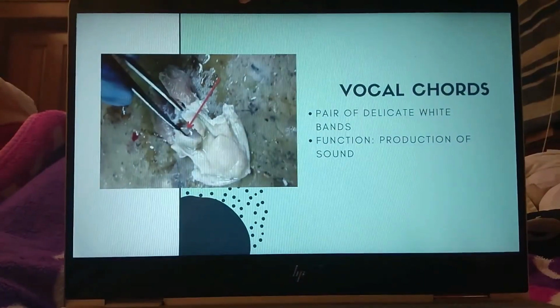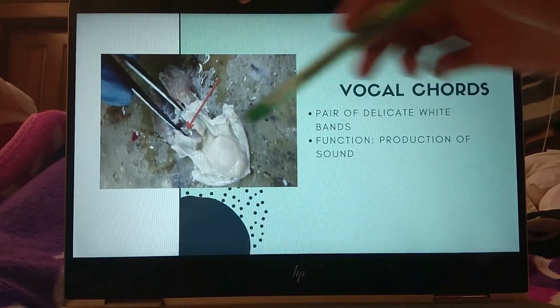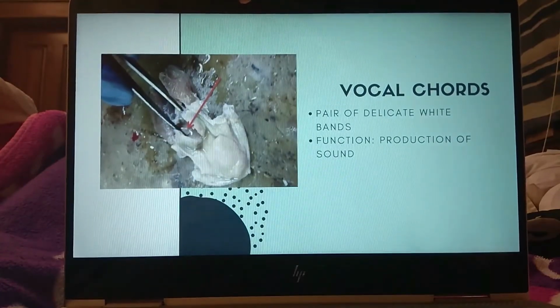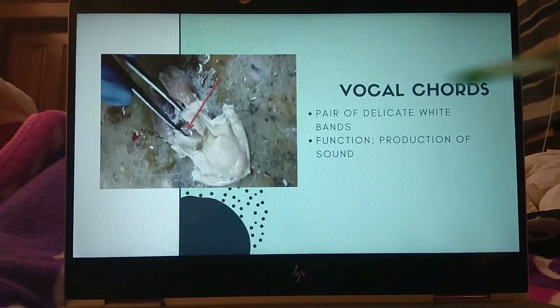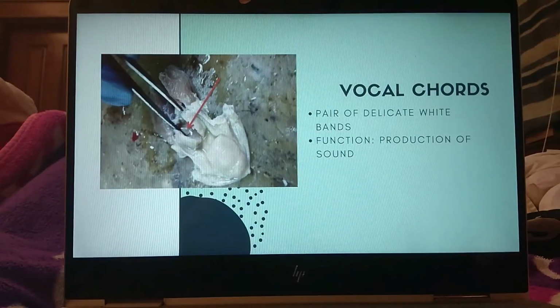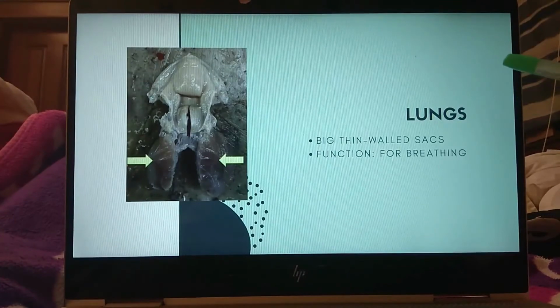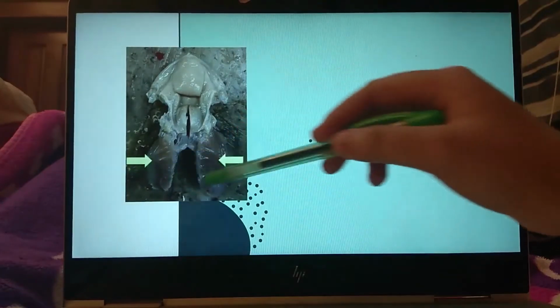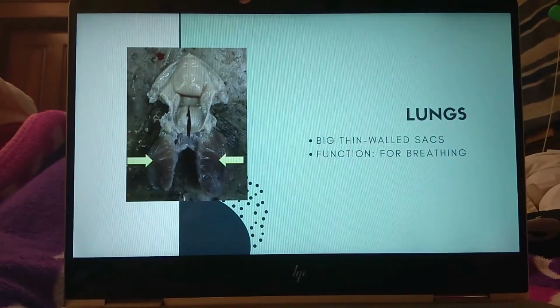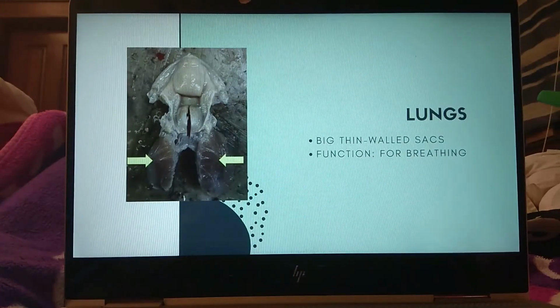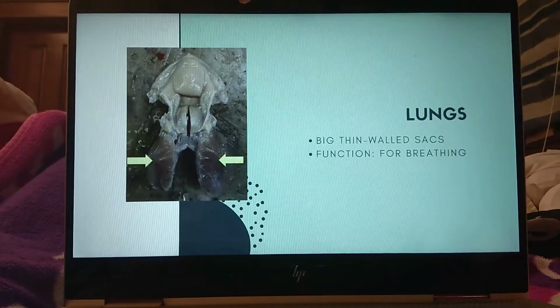Next, we have the vocal cords, which are a pair of delicate white bands that are located at the side of the glottis. Here, the white bands. And they function by producing sounds when these vocal cords vibrate. Followed by the lungs, which are a pair of big thin-walled sacs that are located at the anterior portion of the pleuroperitoneal cavity. They function as the primary organ for breathing.